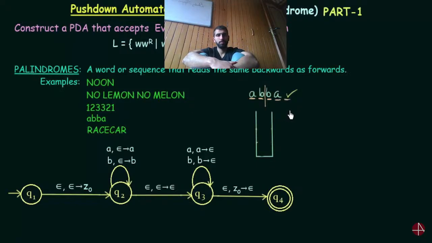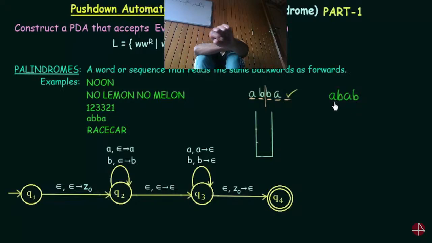Now let me take another example. Now let's take the string A B A B. Now this string is not an even palindrome. Why? Because if I read it from the front, it is A B A B, and when I read it from backwards, it is B A B A. It is not the same forward and backward. So this actually should not be accepted by the PDA that we designed. So let us form the stack for this and see if this string will be accepted or not.